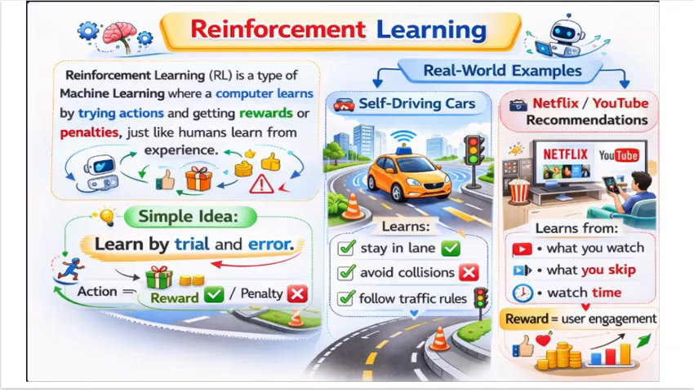Let's come to reinforcement learning. In this type of machine learning, the model learns by trying actions and receiving rewards and penalties. If an action is good, it gets a reward. If it's a bad action, it gets a penalty. Over time, the system learns which action works best. The simple idea is learning by trial and error, just like humans learn from experience. For example, a self-driving car learns to stay in its lane, avoid collisions, and follow traffic rules.